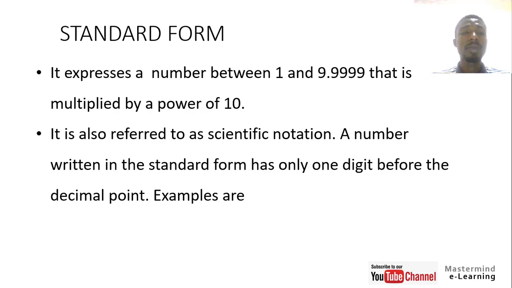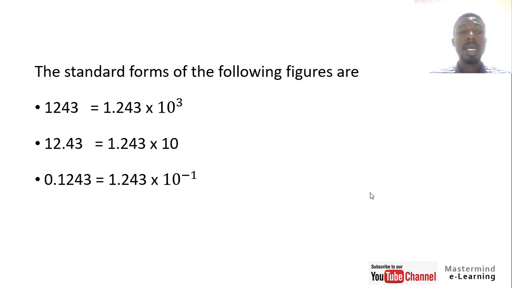A standard form expresses a number between 1 and 9.99999 that is multiplied by a power of 10. It is also referred to as scientific notation. A number written in the standard form has only one digit before the decimal point. Examples are: 1243, whose standard form is 1.243 times 10 to the power 3.